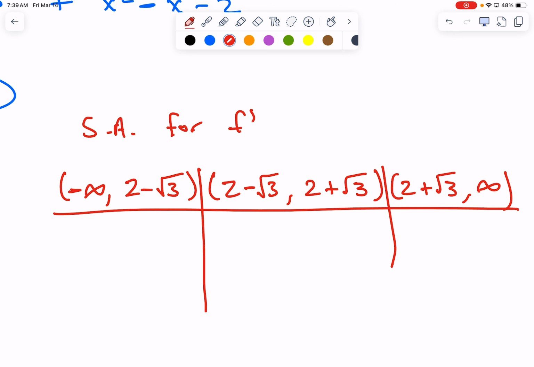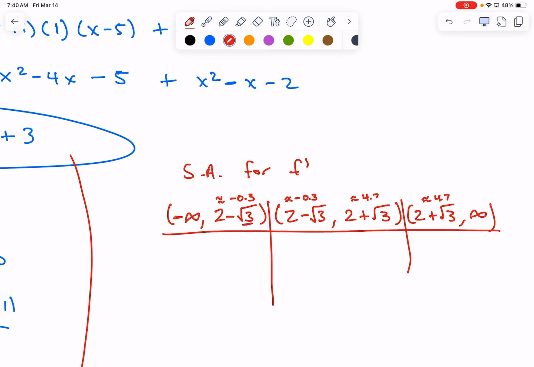So when I look at this, I'm like, okay, root 3 is 1.73 approximately. So what I would do is just say, okay, 2 minus 1.7 is approximately negative 0.3. So then I know what I'm working with here. I just did an estimate. They're not going to look at this work. This is just for you. And then 2 plus 1.7 is going to be approximately 4.7. And so then you're like, okay, now I know where my test values are. I'm absolutely certain I know where test values are going to lie.